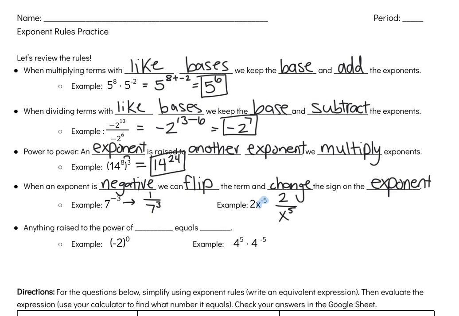And our last rule, anything raised to the power of 0 equals 1. So negative 2 to the 0 power is 1. And then in the next one, 4 to the 5th times 4 to the 5th, our rule would be that we add our exponents, keep our base 4, add our exponents. 5 plus negative 5 makes 0, which is then 1. Because any number to the 0 power is 1.